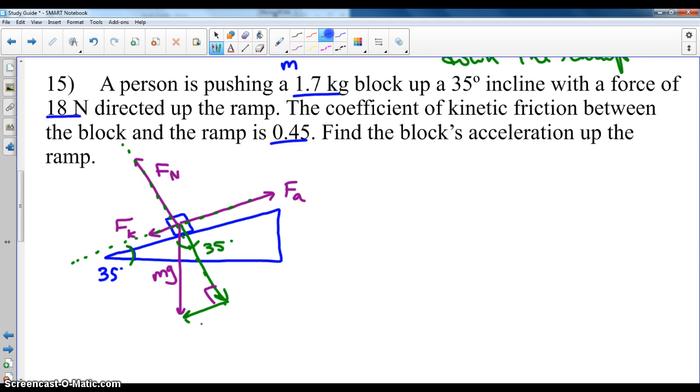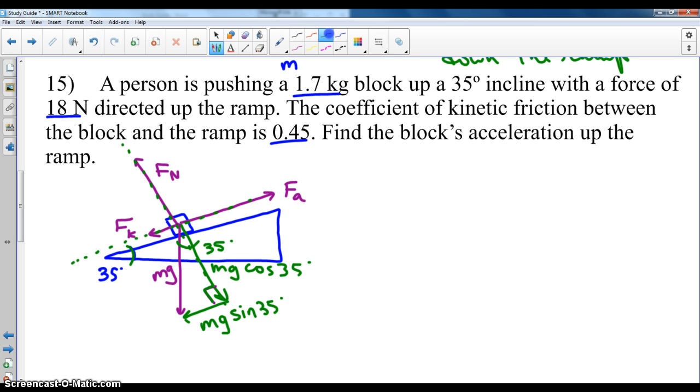Opposite 35 degrees is hypotenuse. mg is the hypotenuse, right? Because it's opposite the right angle. So hypotenuse times the sine of theta. And then adjacent is hypotenuse times cosine theta, like that.